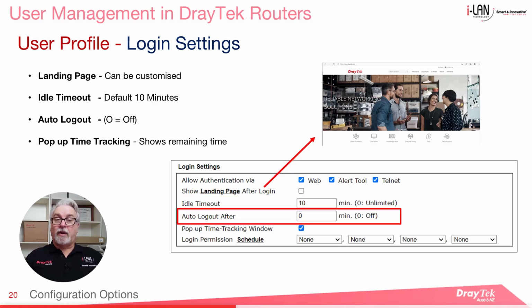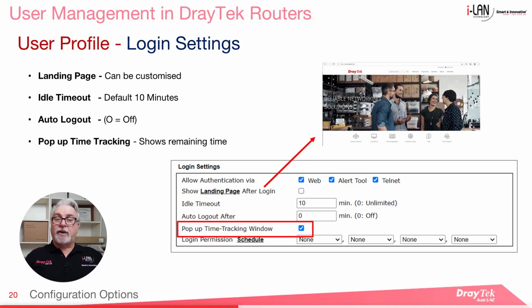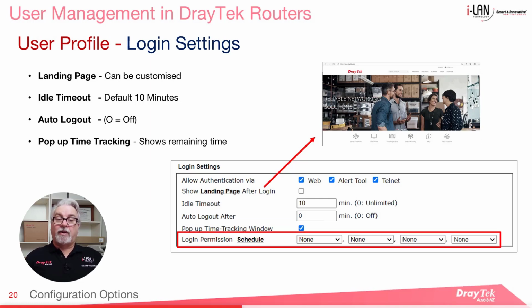Next we have auto logout, which will end the session after a set period. Leaving it at 0 means that it is disabled. If you're using time quotas, you can enable the pop-up time tracking window here. That will show the user how much time they have left for the session. Logins can also be done according to a time schedule if required, such as limiting access to business hours only.